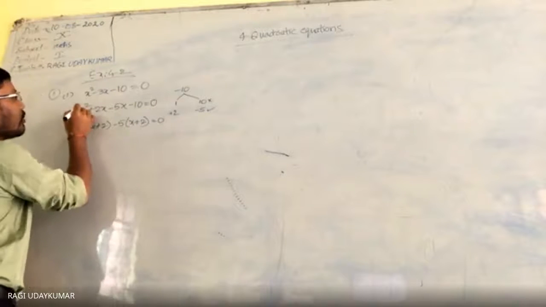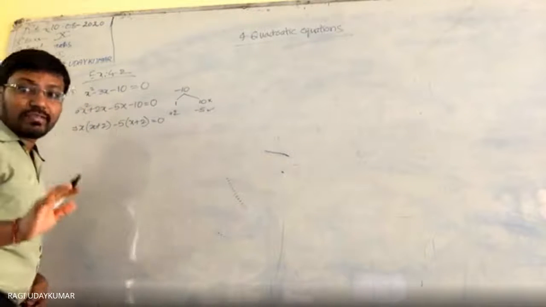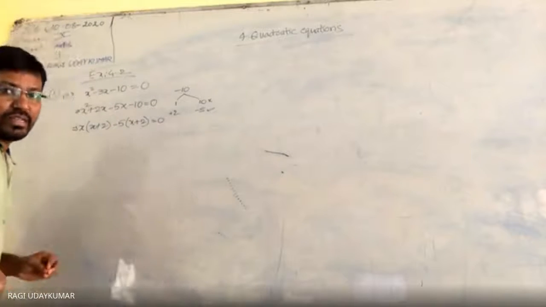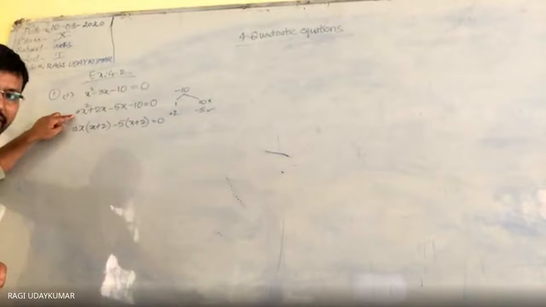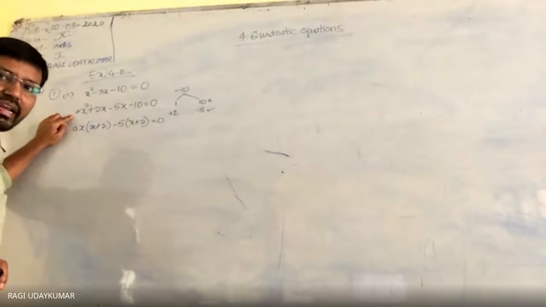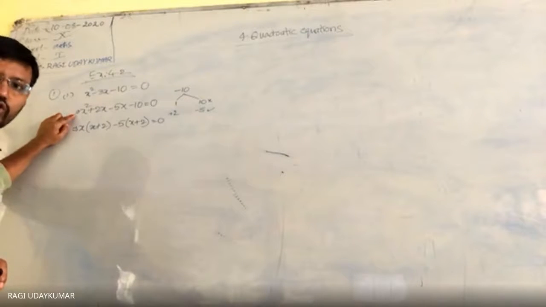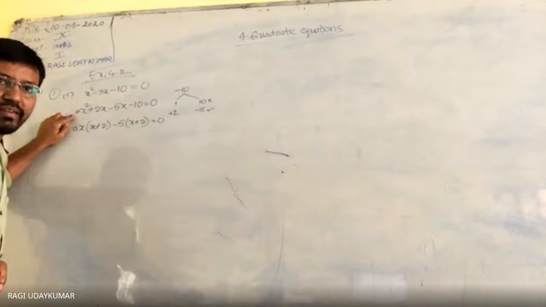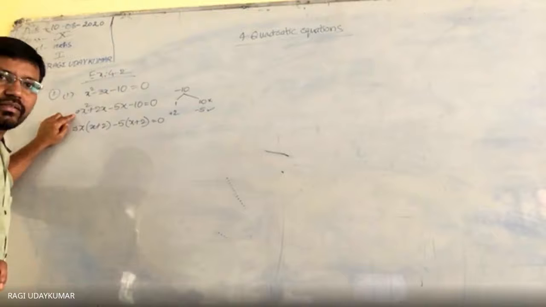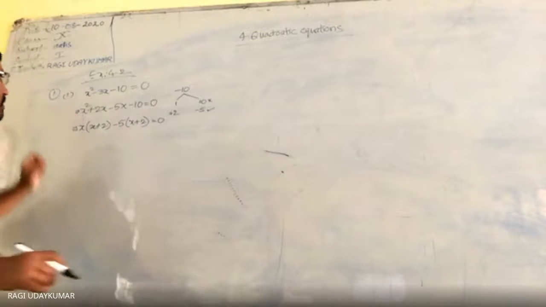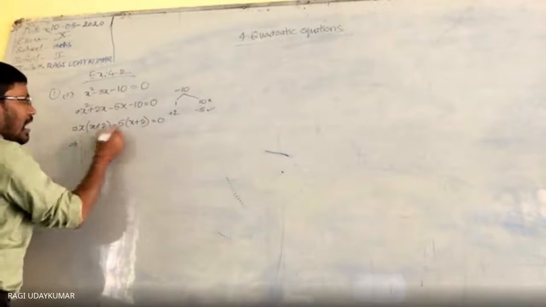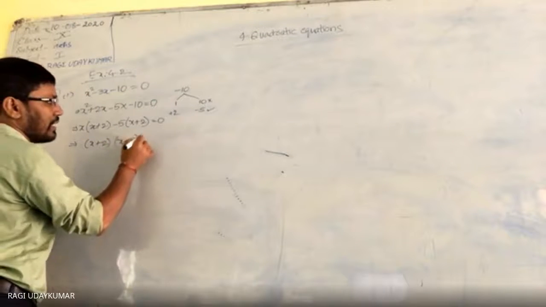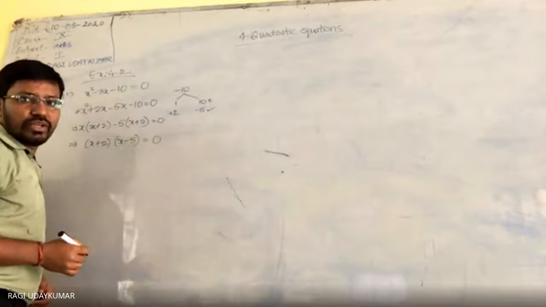Here you need to write implies, not is equal to. Please do remember, because the given one is an equation. Here I first wrote is equal to, but most students will also write like that. Implies is to be written. You need to be very careful about these things. Now, taking x plus 2 common, you get x minus 5, which is equal to 0.